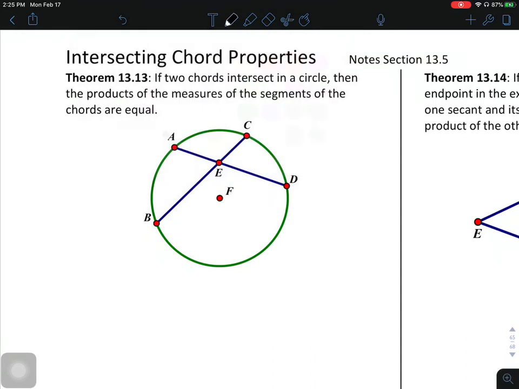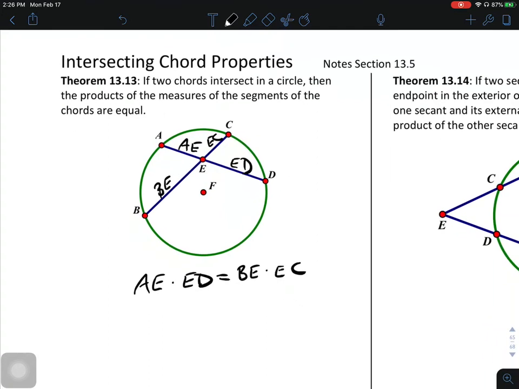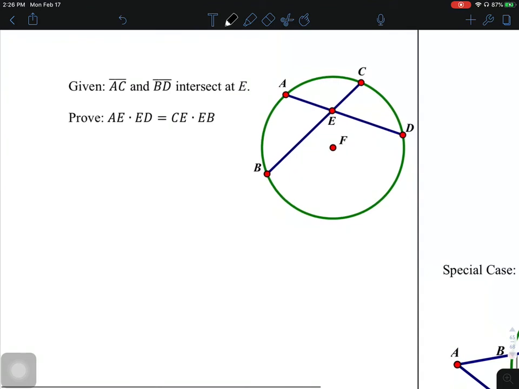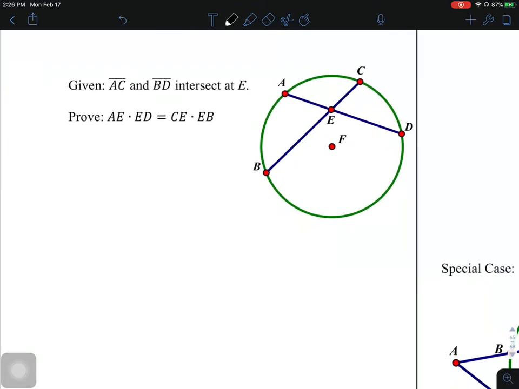So, this is AE and this is ED. If you multiply each part of those chords together, that's going to equal BE times EC. It's pretty straightforward. Oh, we're asked to prove that this is true.